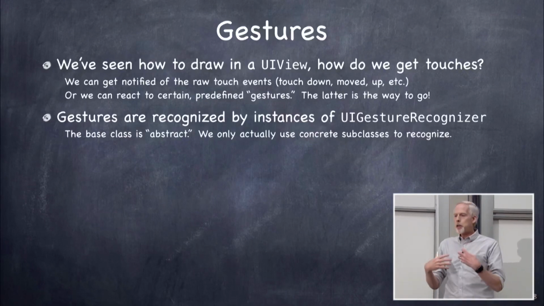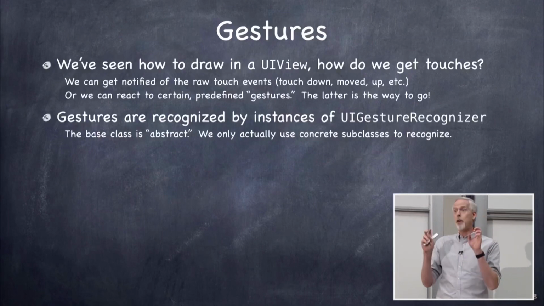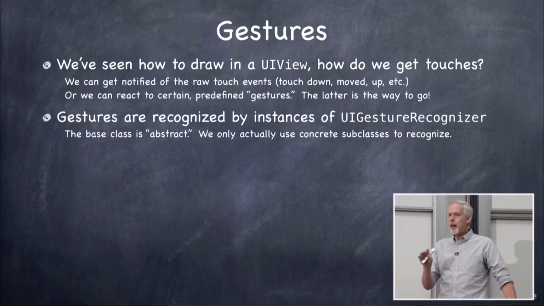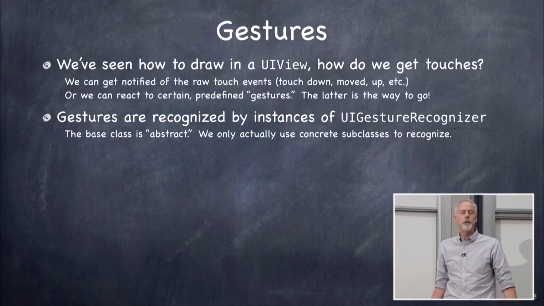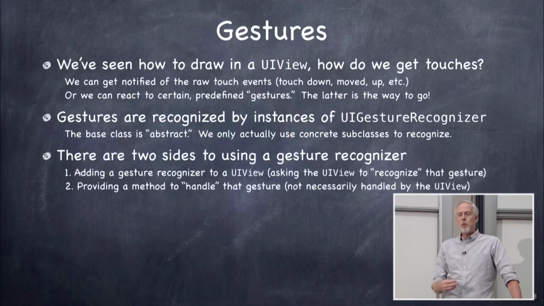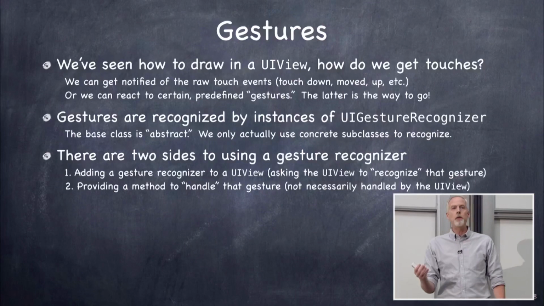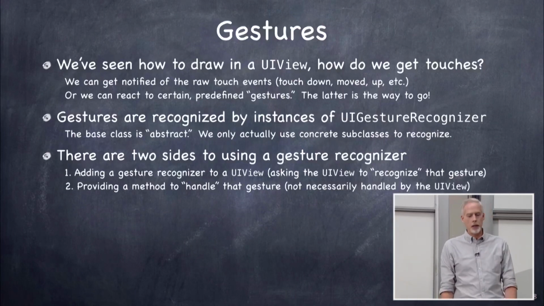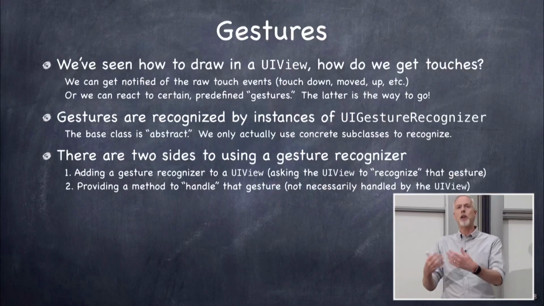Gestures are all represented in iOS with this class UIGestureRecognizer. It's a thing that recognizes a gesture from all those finger movements. That class is abstract. It itself doesn't know how to recognize any gestures, but there are a lot of subclasses of it that know how to recognize various gestures. When you're recognizing a gesture, there are actually two parts to it. One is you have to tell a view, please start recognizing pinches, please start recognizing taps. Then you have to provide a handler so that when it does recognize it, it calls some function.